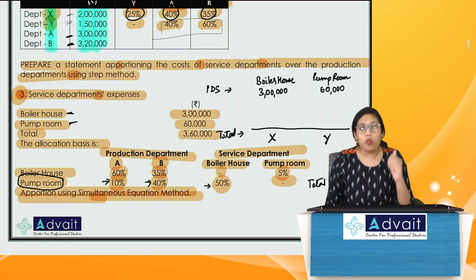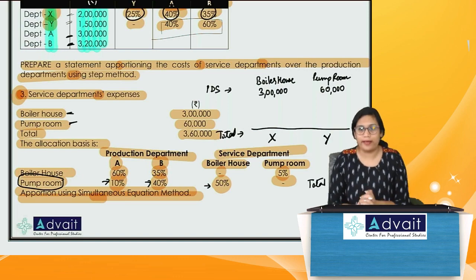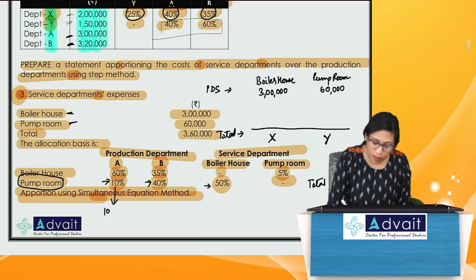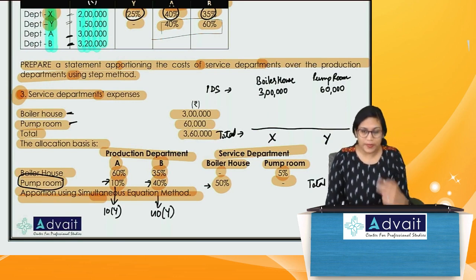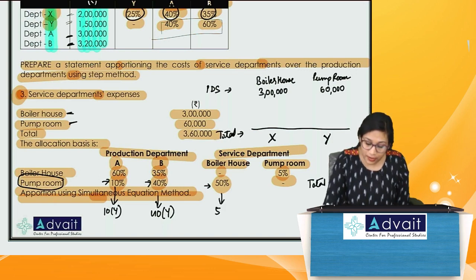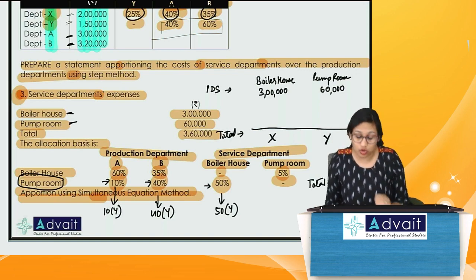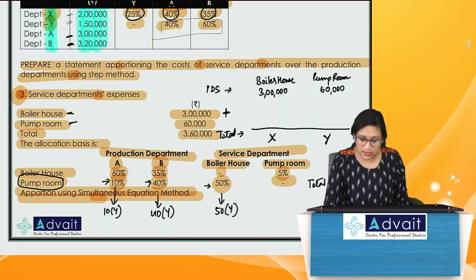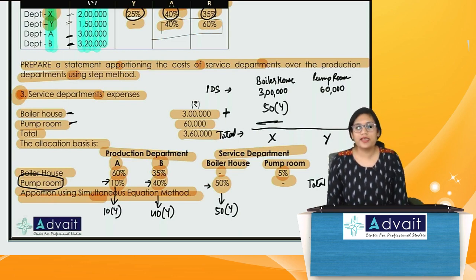10% of total. What is total? I don't know what the total is. I have assumed it to be Y. Yes or no? I have assumed it to be Y. So now 10% of Y is going to A, 40% of Y is going to B. Guys, 50% of Y is going to boiler house. So can I say this missing figure here, which is empty here, is nothing but 50% of Y? Can I say that, guys?